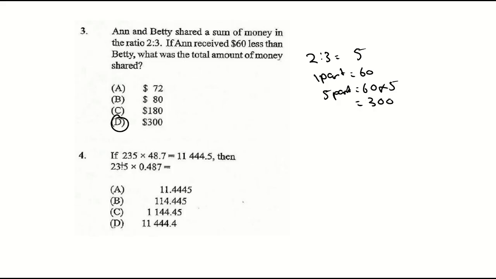Then this, right? When we are multiplying, we know we have to shift our decimal point. This is only shifted once, so we know if you don't multiply it, you'll get 1, 1, 4, 4, 4, 5, right? And this one you have to shift it 1, 2, 3, 4. So you're looking for something that has 4 digits after the decimal point. That is A. A would be your answer.